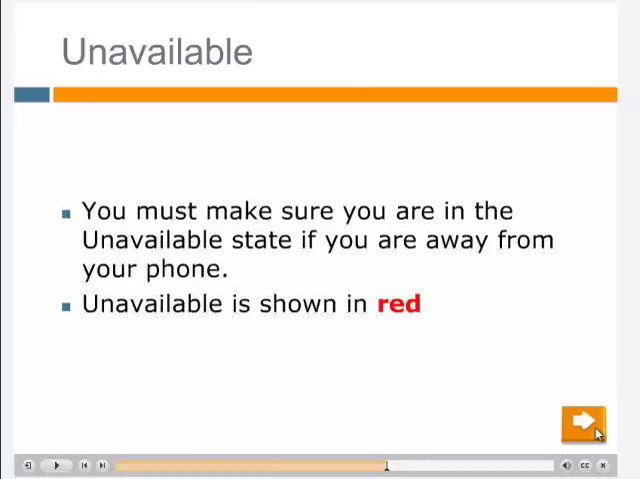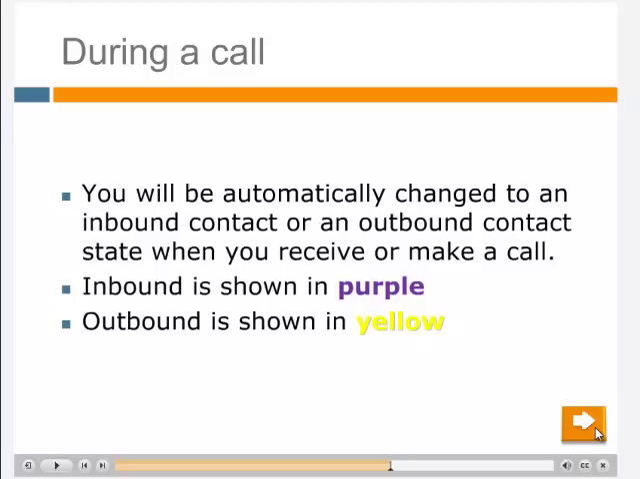Unavailable. You must make sure you are in the unavailable state if you are away from your phone. Unavailable is shown in red. During a call, you will automatically change to an inbound contact or an outbound contact state when you receive or make a phone call. Inbound is shown in purple. Outbound is shown in yellow.